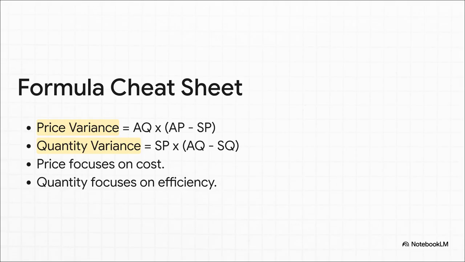For price variance, you're isolating the price difference. Just think, actual quantity times the difference in price. For quantity variance, you're isolating the usage difference, so standard price times the difference in quantity. Just remember, price is about cost, quantity is about efficiency. Go ahead, screenshot this now.